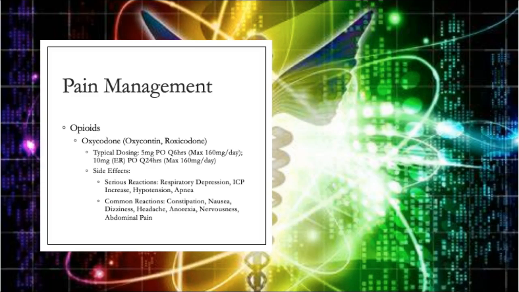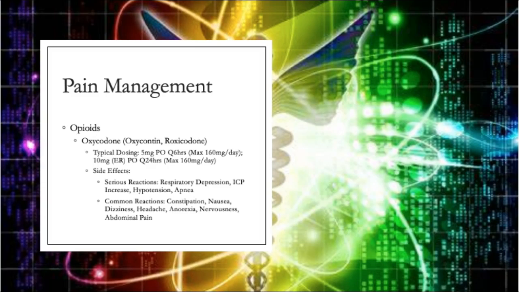So typical dosing of this is 5 milligrams every 6 hours by mouth. You can do a max of 160 milligrams per day. There's also an extended release, although I will tell you the extended release right now is still pretty expensive. So a lot of people will do just the regular oxycodone. But the extended release, we do 10 milligrams. You can do that every 24 hours, and the max is 160 per day as well. Side effects for this one, some serious, it's similar to morphine.